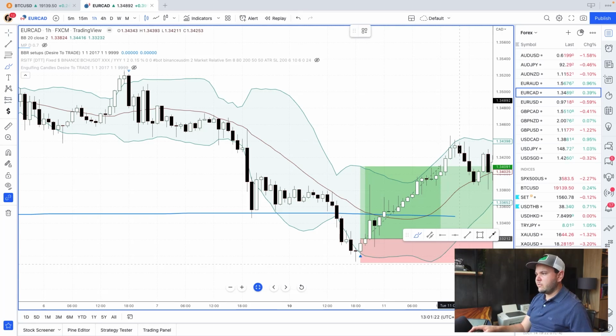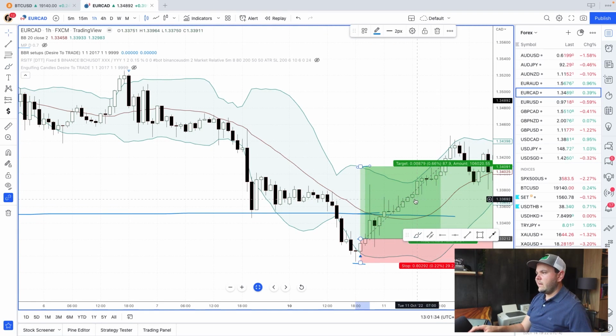We'll put our entry just above the high. Stop loss below the low. Give it a few pips. Then we want a risk of 1 to 1, right over here, I think, and 3 to 1, over here. Gives us a cool trade here.